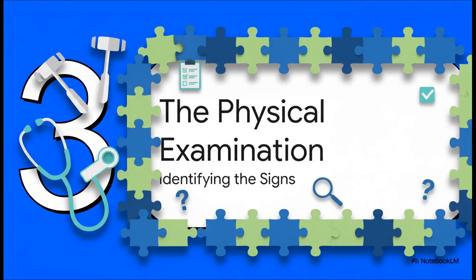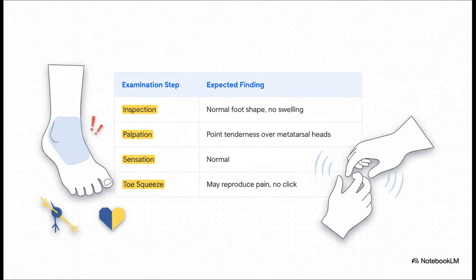Okay, let's move on to the examination. Your goal here is pretty simple: confirm the suspicions you have from the history and rule out those main differentials. Here are your expected findings. On inspection, the foot is probably going to look completely normal. The key sign comes on palpation, that distinct tenderness right over the metatarsal heads. Sensation and pulses will be normal, and a toe squeeze test shouldn't produce a click.